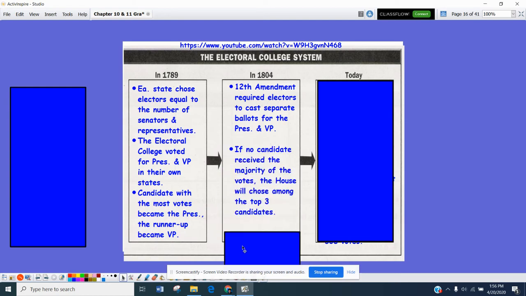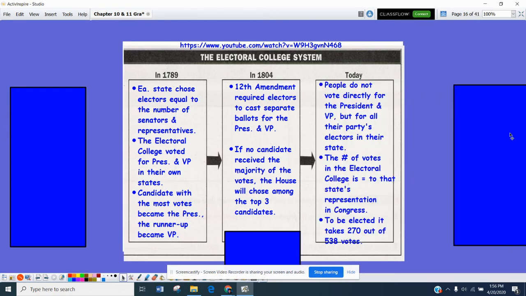If no candidate received a majority vote, meaning the 270 votes needed to win the Electoral College, then the House of Representatives would choose the president from the top three candidates. Today, people, for the most part, really don't vote directly for the president and vice president, but for all their party's electors in that state. There are some states, like our state, Nebraska, where we do not have what is called winner take all, meaning that we can split up our electoral votes.